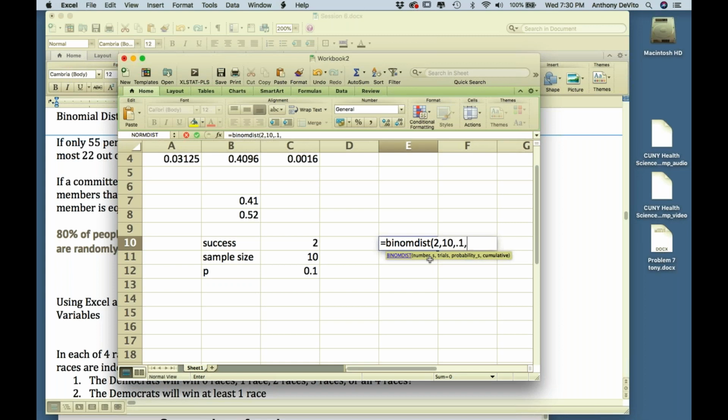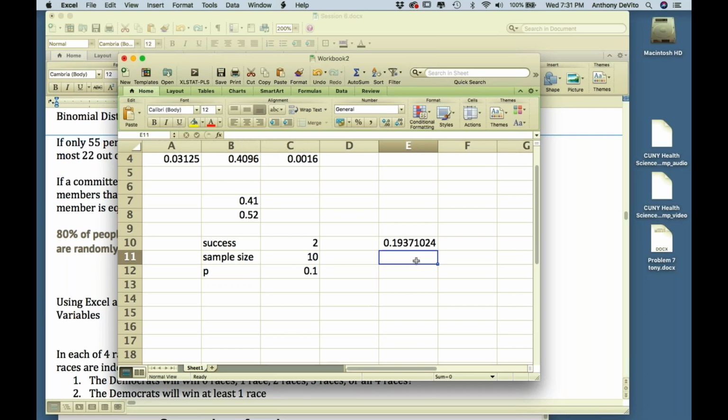And then finally, cumulative. Well, now here's where understanding the question is important. Did I ask you what's the probability of exactly 2 people, or at least 2, less than 2, and so on? Let's say I asked you what's the probability exactly 2 have diabetes. I would type in false for cumulative because I only want the answer for exactly 2, and I hit enter. The probability turns out to be about 19%.